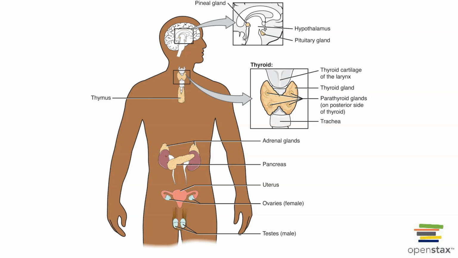This illustration shows the major endocrine organs of the body. For example, the hypothalamus and pituitary gland work together to produce many different hormones. Several of these hormones stimulate the production of hormones by other endocrine glands. For example, thyroid-stimulating hormone travels from the pituitary gland to the thyroid gland to activate the production of hormones that regulate our metabolism to maintain body temperature.